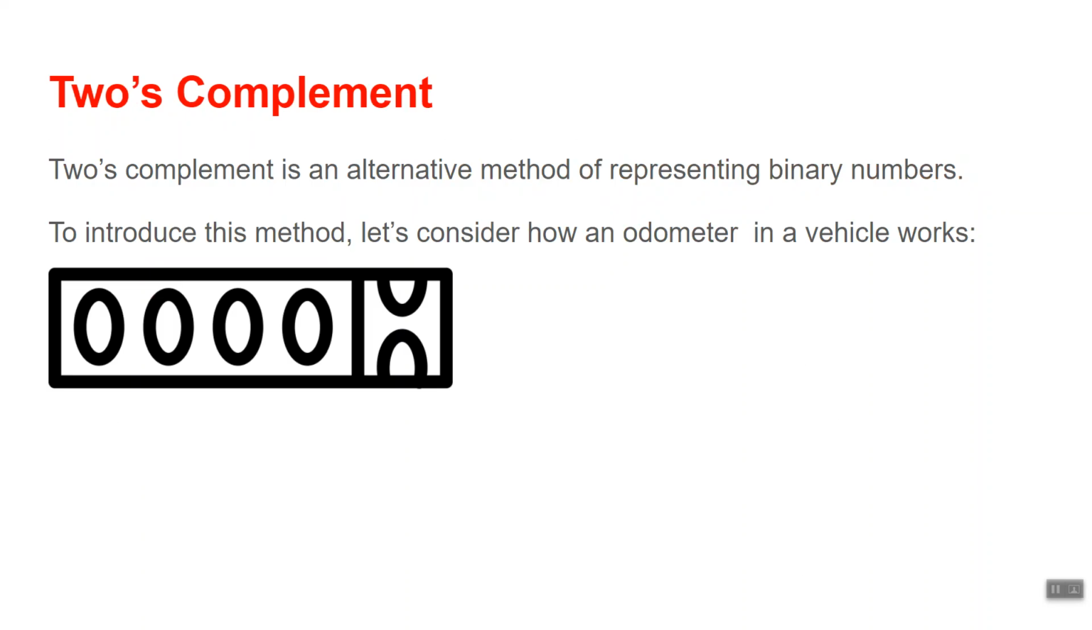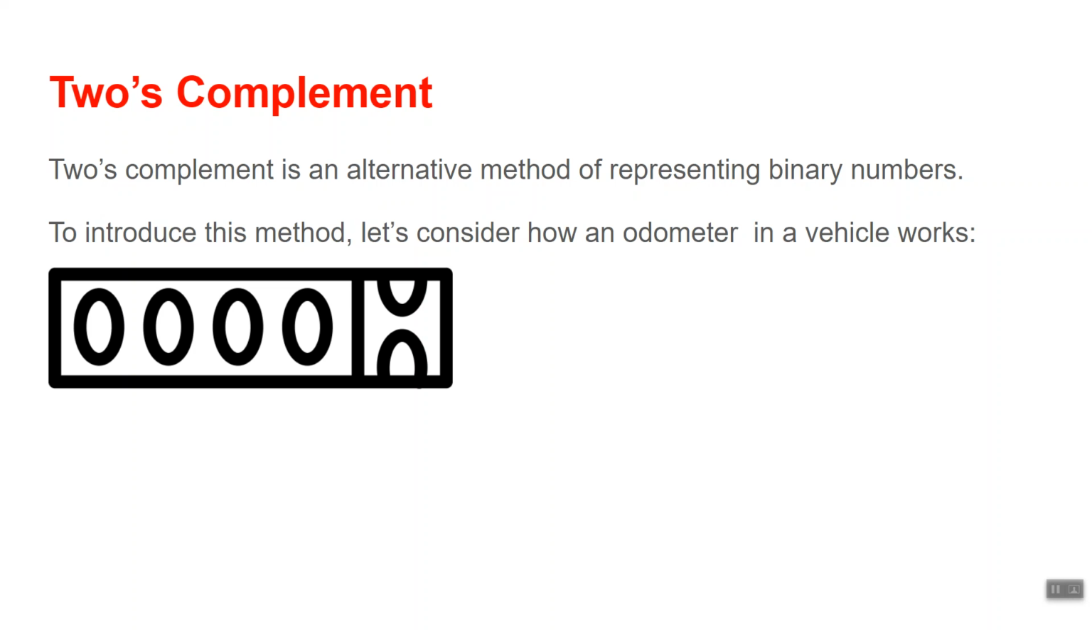So 2's complement. This is an alternative method of representing binary numbers, and it's one that we're going to be using more extensively in year 13. So what we're going to use as an example, first of all, to introduce it to you, is the concept of an odometer in a vehicle. An odometer is just a fancy name for mileometer.